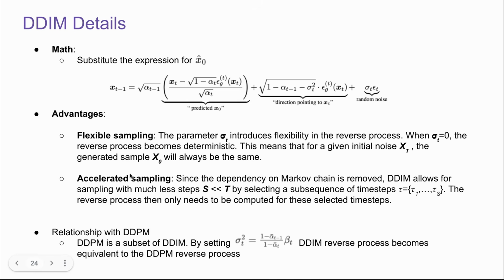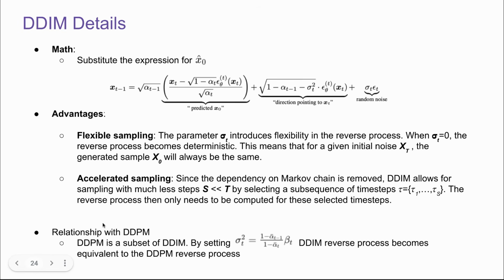Second, more importantly, it allows accelerated sampling. Since the dependency on Markov chain is removed, DDIM allows for sampling with much less steps, s is much smaller than t, by selecting a subsequence of time steps, tau1 to tau s. The reverse process then only needs to be computed for these selected time steps.